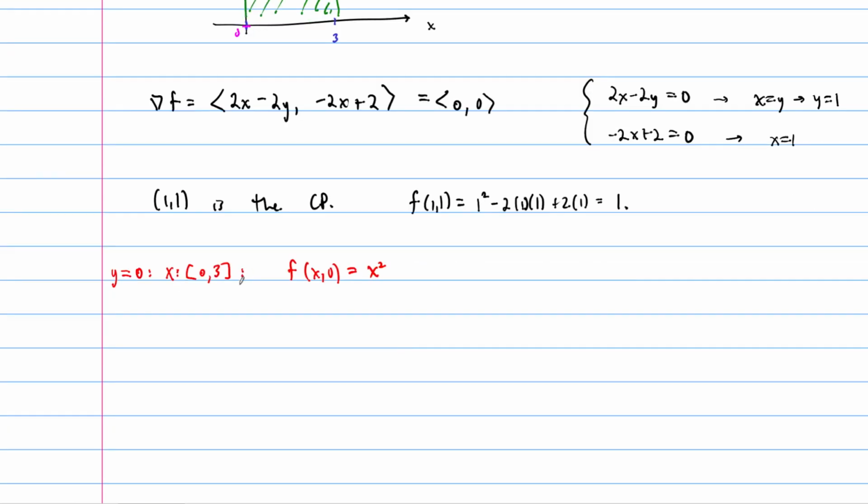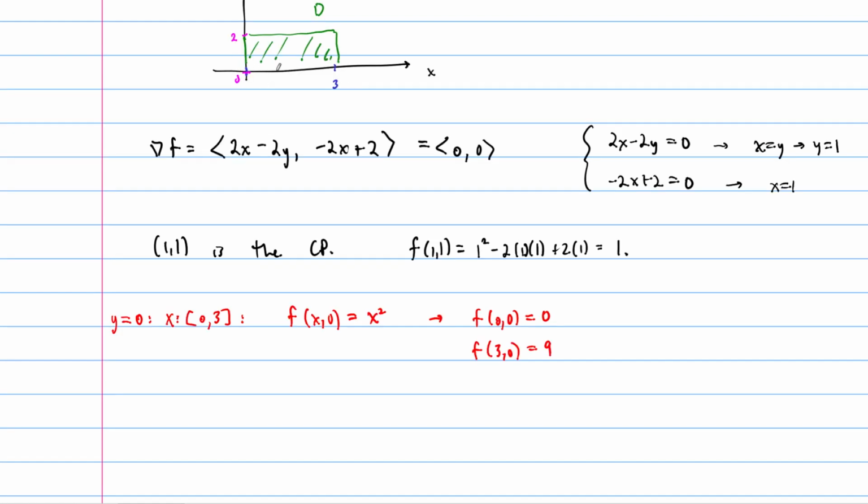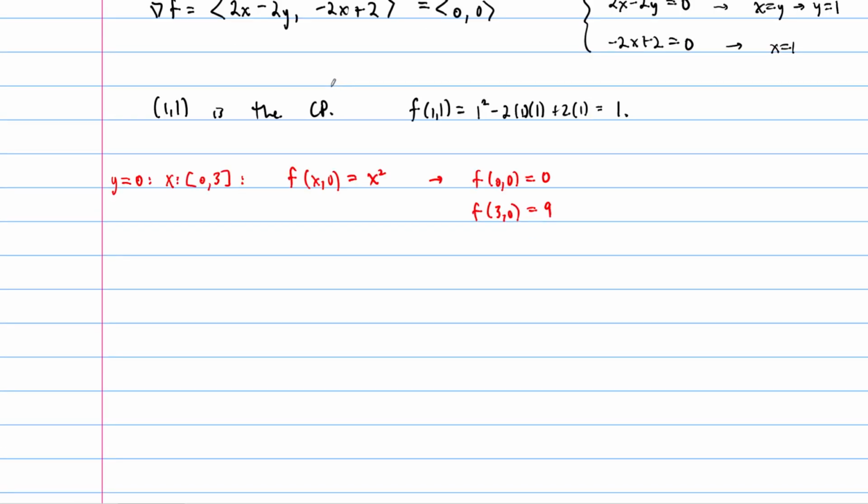And then on the interval from 0 to 3, we know that x² is increasing. So the points that we're going to care about are f(0,0) equals 0, and f(3,0), sorry, f(3,0) is going to be equal to 9. Okay? And so those are the minimum and maximum values of our function on this boundary down here from 0 to 3. There are 3 other boundaries of the rectangle to check.